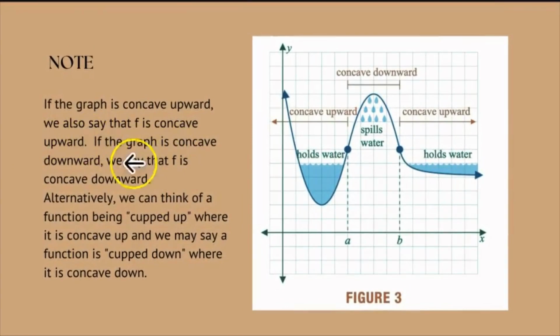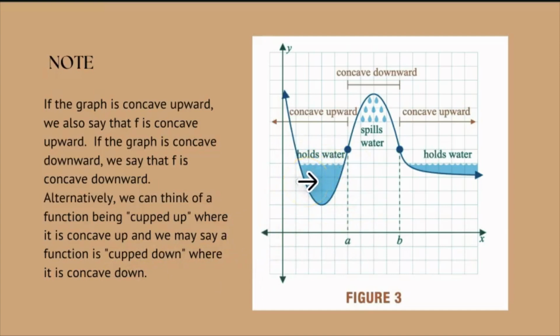And similarly, if the graph is concave downward, we say f is concave downward. Alternatively, we can think of the function being cupped up when it's concave up, and we may say that it's cupped down when it's concave down. And in our image on the right, you see that f is concave up to the left, or it holds water like a bowl, and that's to the left of A.